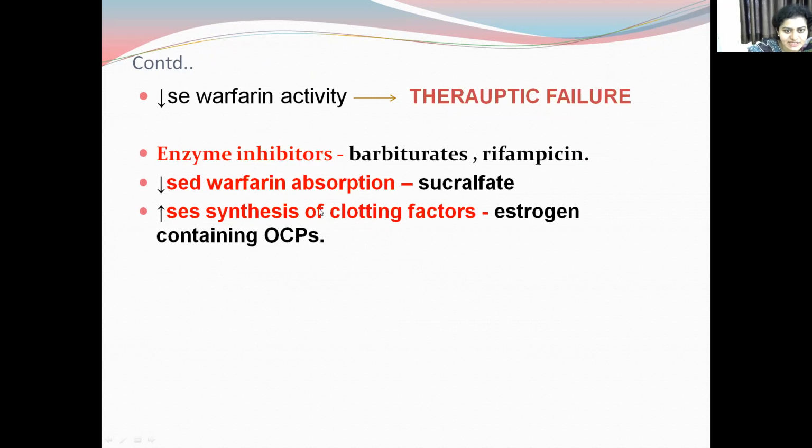Then the drugs which decrease warfarin absorption are antacids and sucralfate. Then the drugs which increase the synthesis of clotting factors are estrogen containing oral contraceptive pills. So these are the drugs which decrease the warfarin activity. One is enzyme inducers, which include barbiturates and rifampicin, the drugs which decrease warfarin absorption, that is sucralfate, and the drug which increases the synthesis of clotting factors, that is estrogen containing oral contraceptive pills.